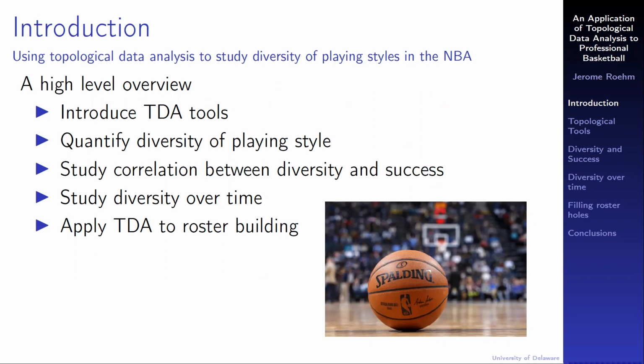In this video, we will be using topological data analysis to study diversity of playing styles in the National Basketball Association. Throughout this video, when I reference diversity, I'm not speaking of racial, religious, or political diversity, but diversity in playing style. For example, one player may get a lot of rebounds and block shots, where another player may shoot more threes and get more steals.